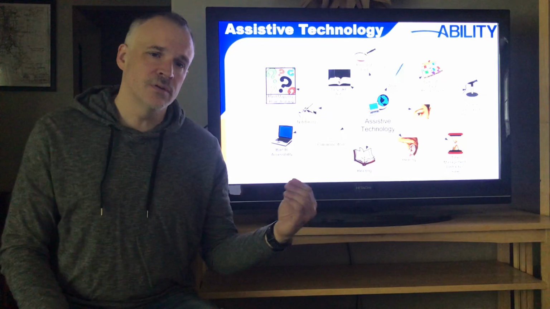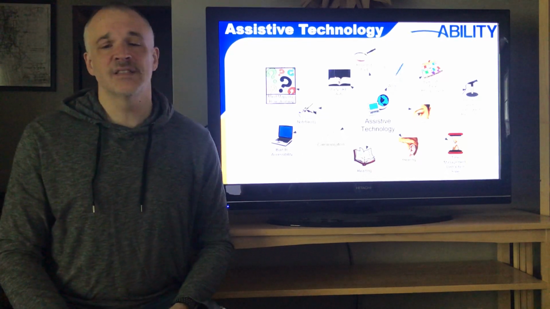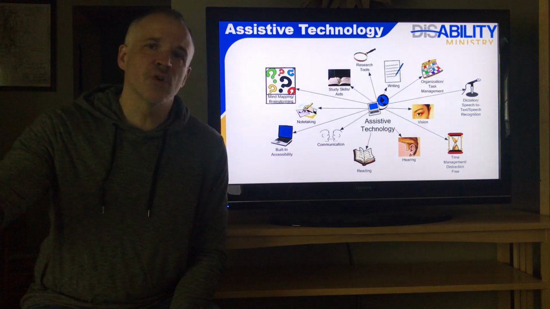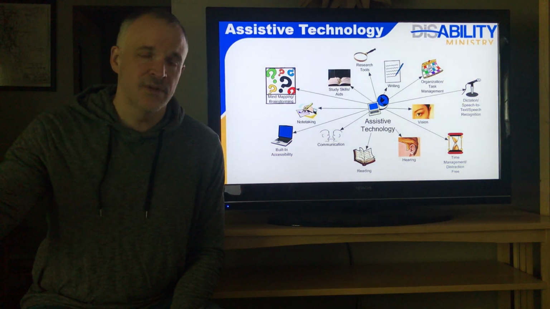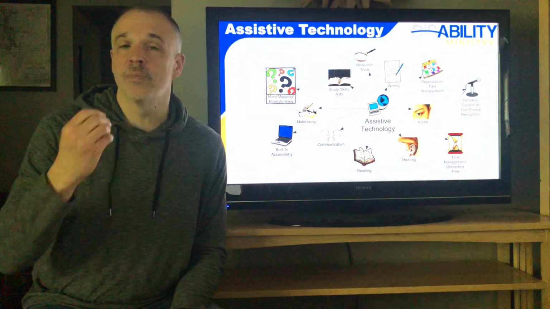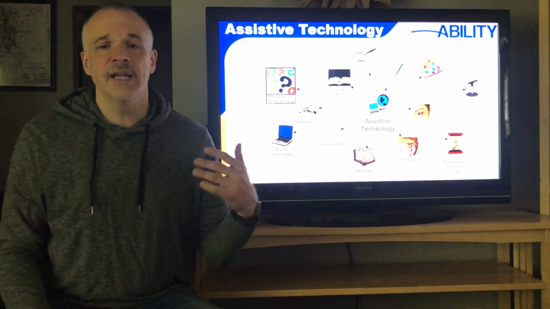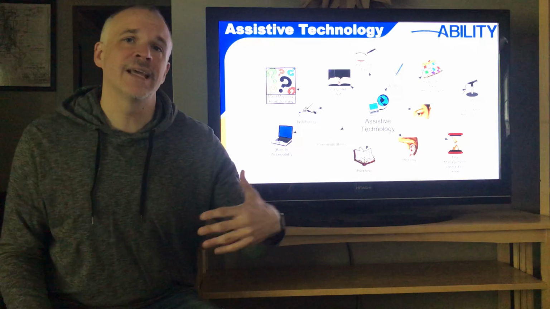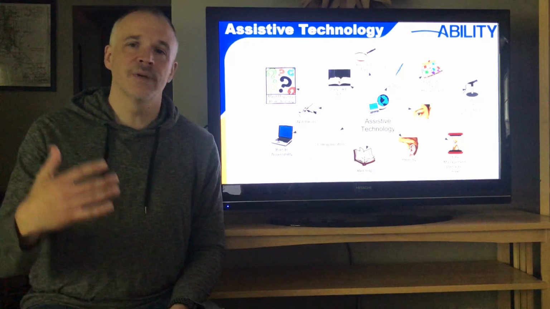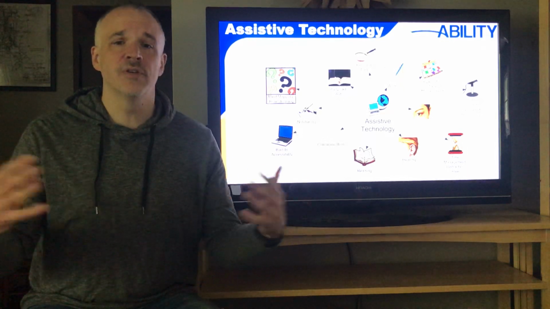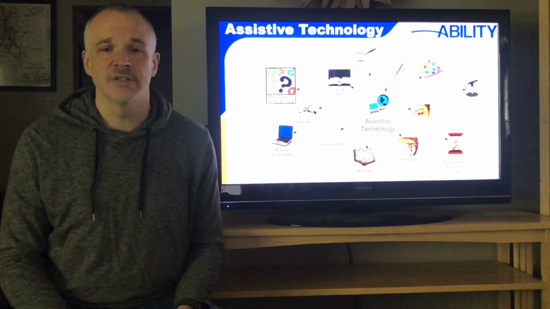To go back to the AT, the assistive technology, it's basically an umbrella term that is used for any type of adaptive helps for people affected by disability, whether it be vision or hearing, anything that's used to help people gain access to information, communications, can be used as assistive technology.